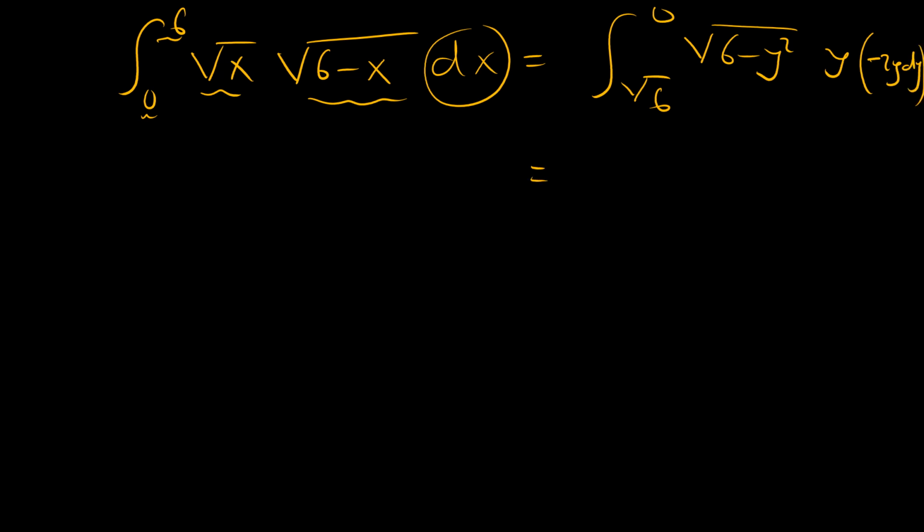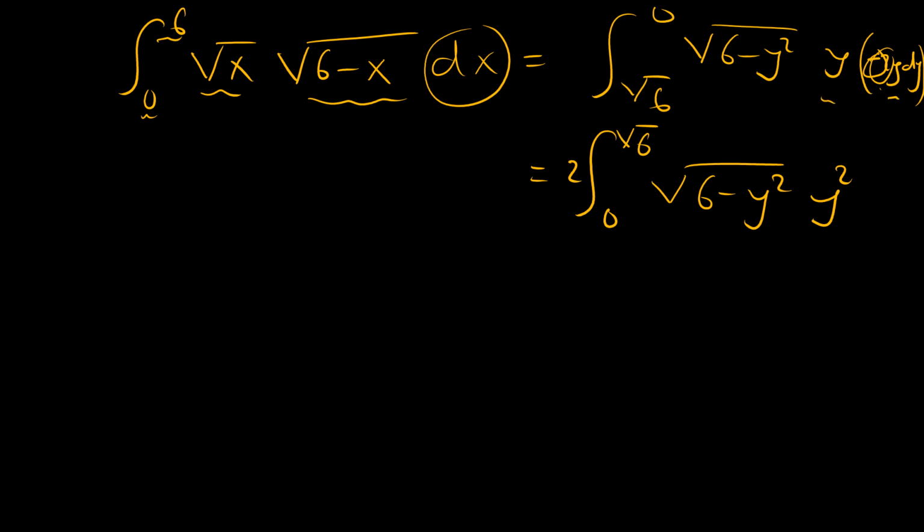So now this negative here causes us to swap these limits. So we have root 6 at the top, and the 2 comes out. So we have 2 times the integral of the square root of 6 minus y squared, this y, and this y dy. So now things are more interesting here.